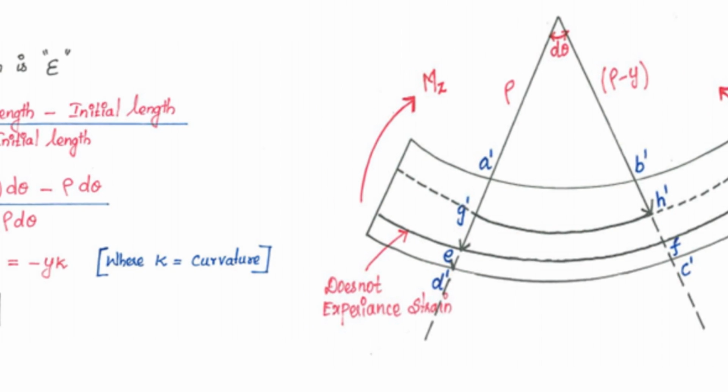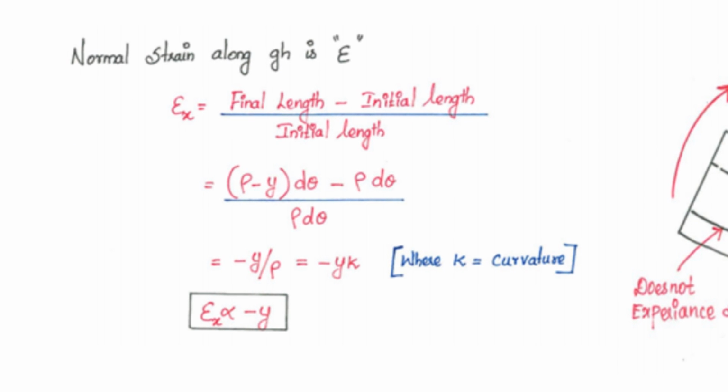If I want to measure the normal strain along GH, I can find the strain equal to the change in length by the original length. The change in length is nothing but the final length minus the initial length, divided by the initial length. Then I can write (rho minus y) d theta, that is the final length, minus rho d theta, the initial length, divided by the initial length. You will get minus y by rho. I can say 1 by rho is nothing but k, which is called curvature. So, you can write strain is directly proportional to minus y.